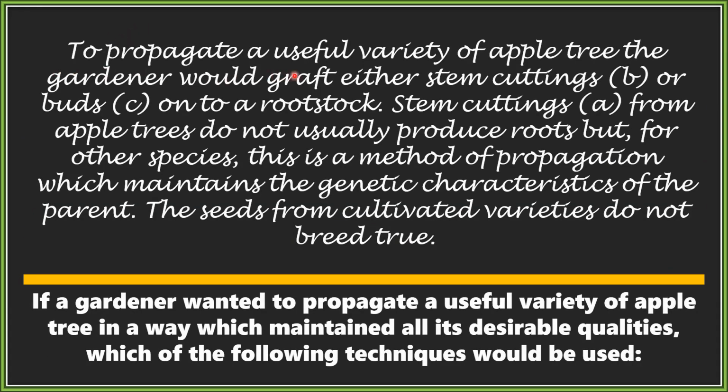To propagate a useful variety of apple tree, the gardener would graft either stem cuttings, B, or buds, C, on a rootstock. Stem cuttings, A, from apple trees do not usually produce roots, but for other species, this is a method of propagation which maintains the genetic characteristics of the parent. The seeds from cultivated varieties do not breed true.